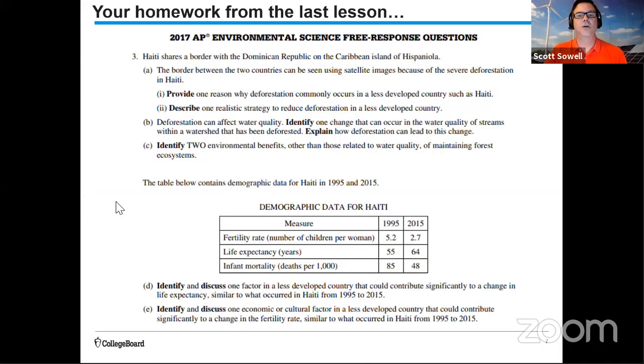All right, so let's go over the homework from last night. This is the 2017 question number 3 FRQ that Ms. Fassler assigned last time. And this is all about the island of Hispaniola, which houses the Dominican Republic and Haiti. And there's this unique way to visualize the border between the two. You can look at rates of deforestation.